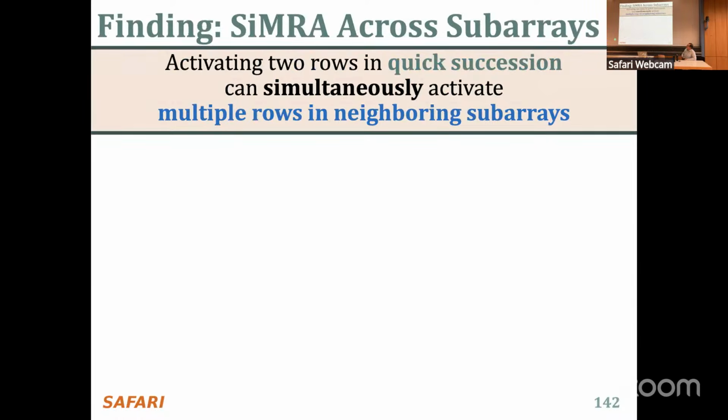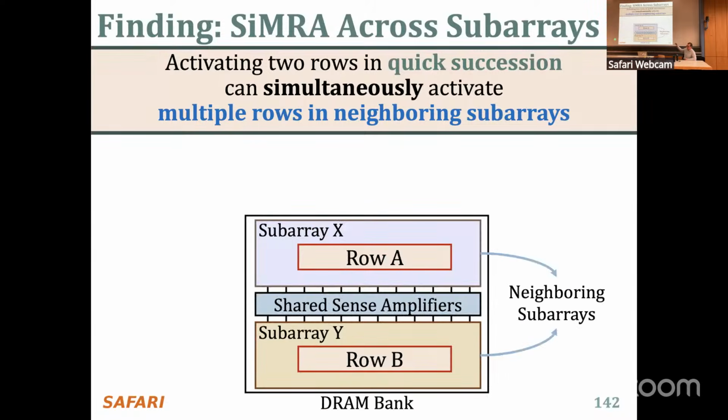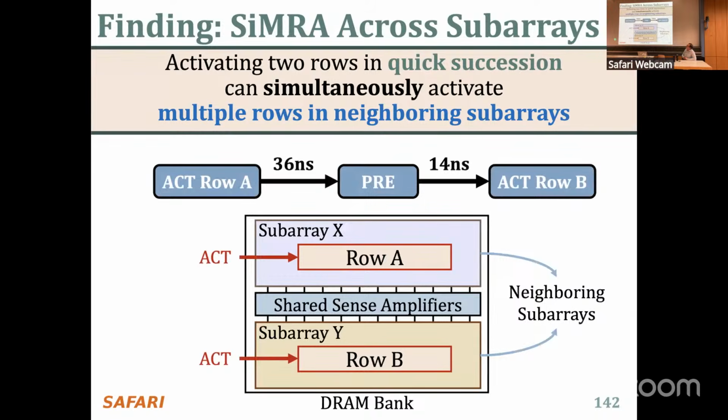And this is the most interesting part, maybe. If you activate two rows in quick succession, you can simultaneously activate multiple rows in neighbor subarrays. Well, this is a building block, basically. So you have neighboring subarrays that look like this, subarray X and subarray Y. They share some sense amplifiers. And you actually violate the timing parameters significantly.